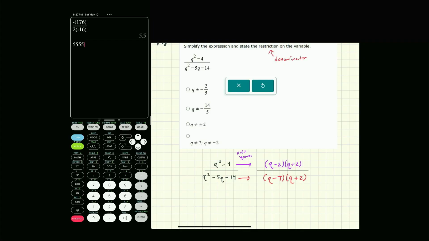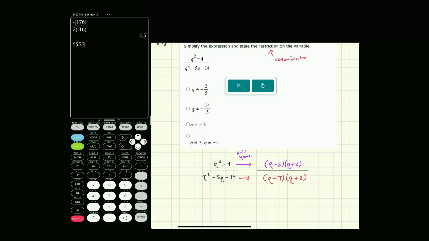Right? Anything that makes the denominator 0 is going to be a restriction because we can't divide by 0. Okay, so let's take the factors on the denominator, set those equal to 0, and solve. And again, we're solving for our restrictions.